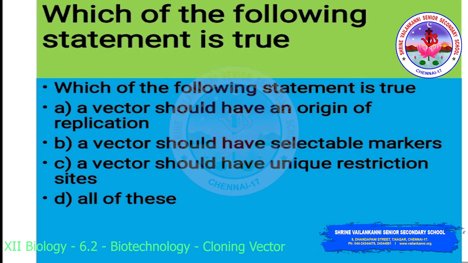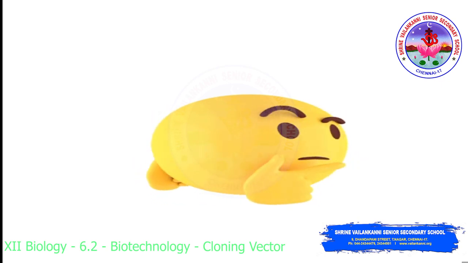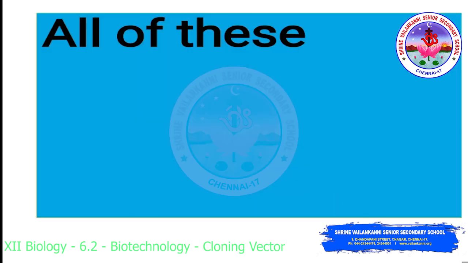Next, which of the following statements is true? A vector should have an origin of replication. A vector should have selectable markers. A vector should have a unique restriction site. Option D, all of these. Check which statement is true. I am giving you a minute. Now check your answer: all of these. All the statements asked in the question are true.